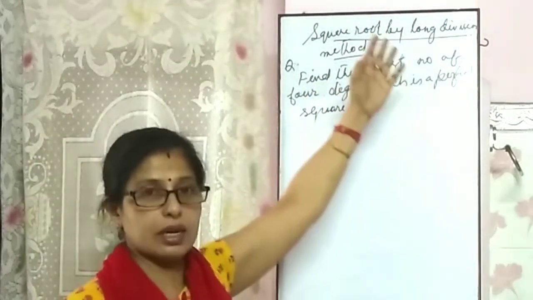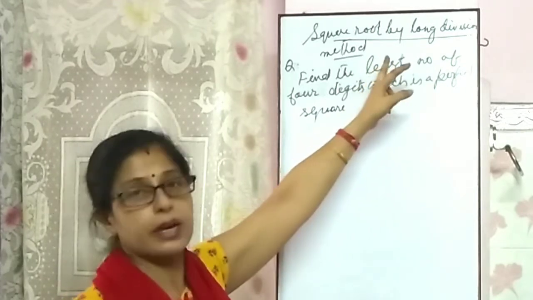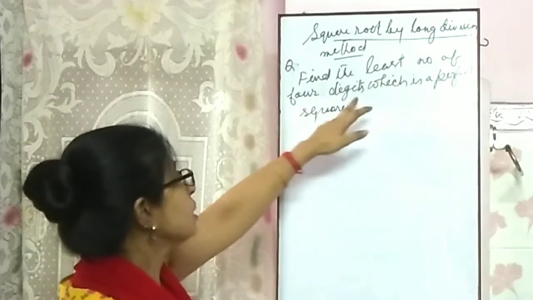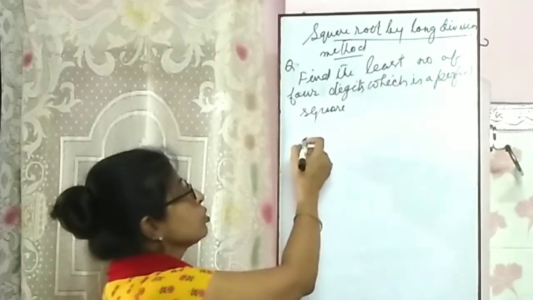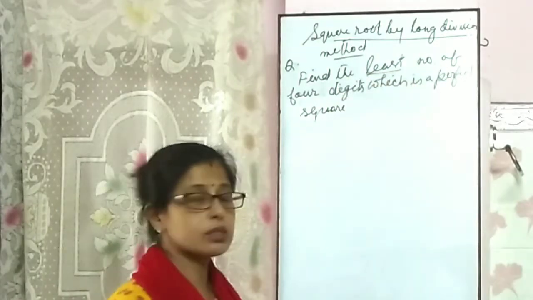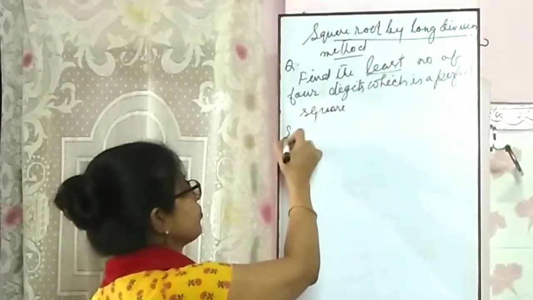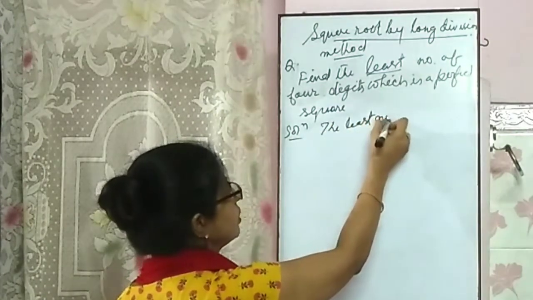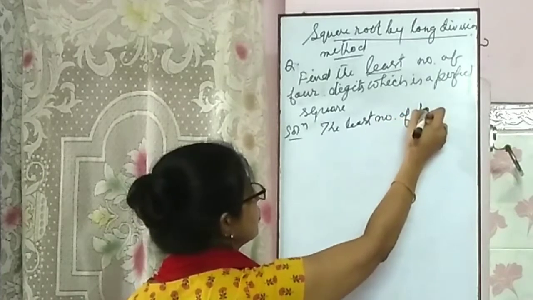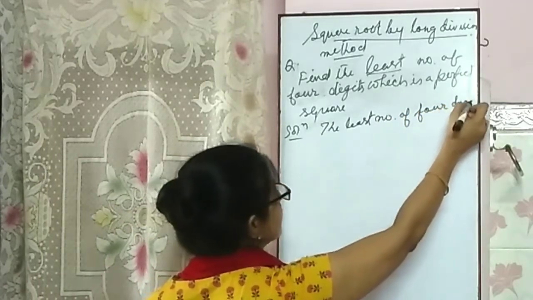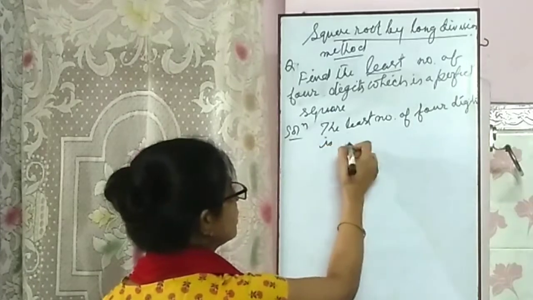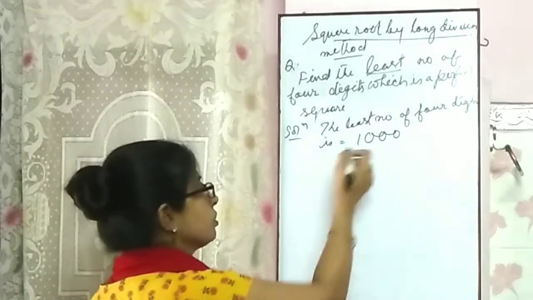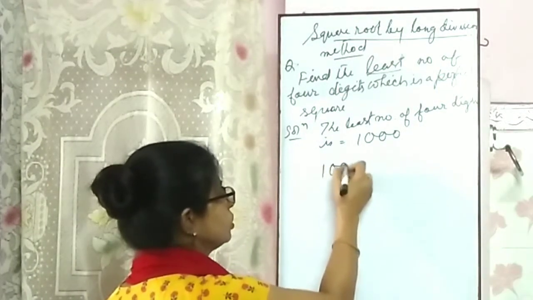Now I am taking another example. Find the least. Last one was find the greatest number. Here it is taken the least number of 4 digits which is a perfect square. So as it is least, we will take the least number of 4 digits. The least number of 4 digits is, okay, now this we will divide, try to find the square root.